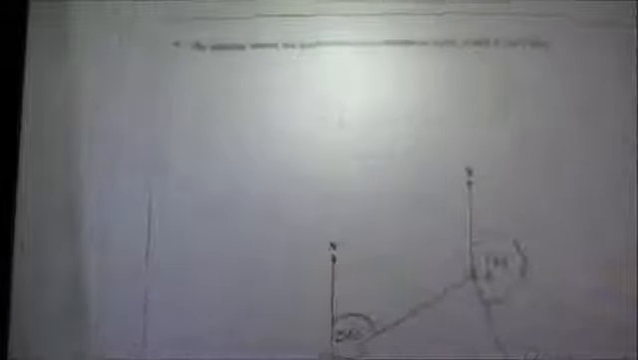Question number 5. The diagram shows position of 2 telephone masts A and B on a map. Measure the bearing of B from A. So it's from A, so we're going that way, and that is 060. Don't forget to put the 0 because it's a 3-figure bearing. Another mast C is on a bearing of 160 degrees from B.